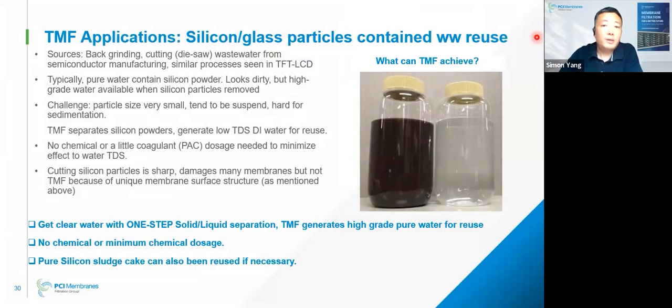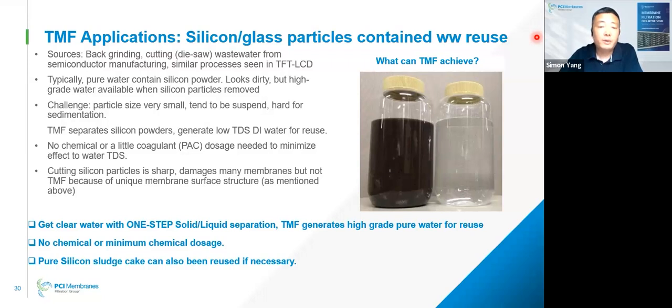And next one is semiconductor industry backgrinding and cutting or dissolve wastewater. This type of water contains only very fine silicon particles, and is mainly in ultrapure water or at least DI water. Which means the recovery value of water is very high if particles can be removed. But there is a challenge.